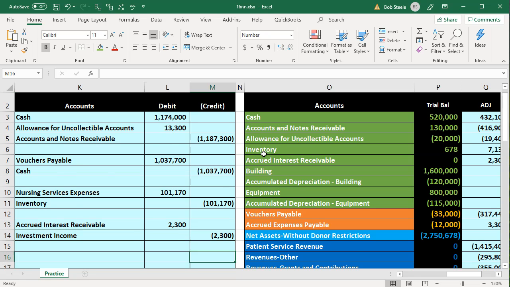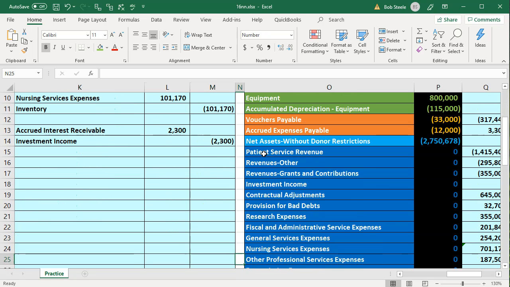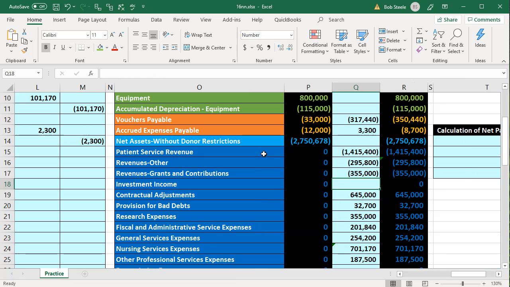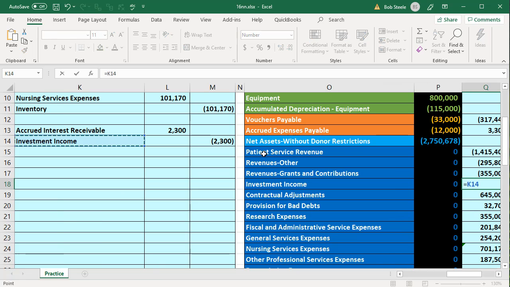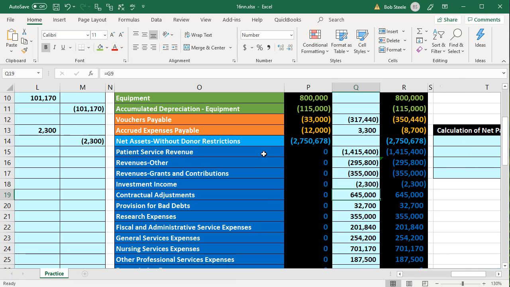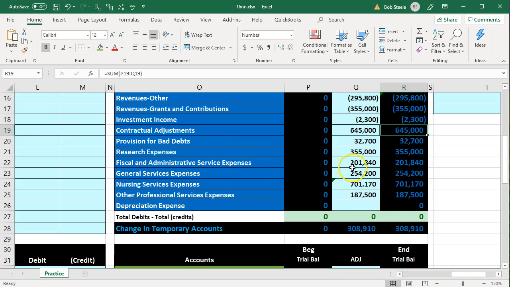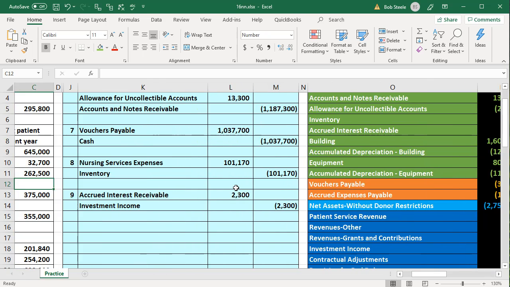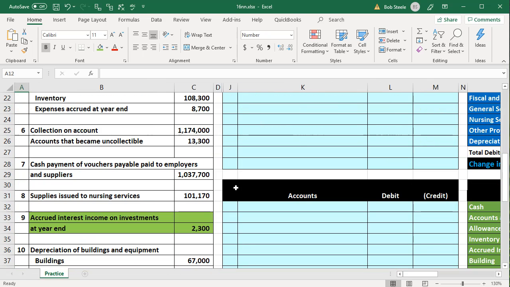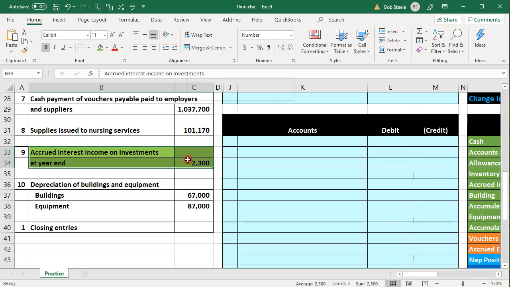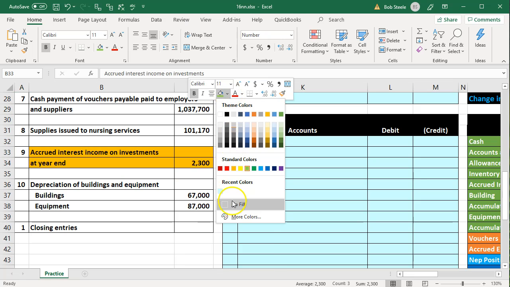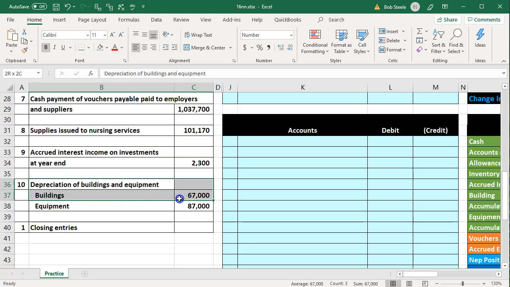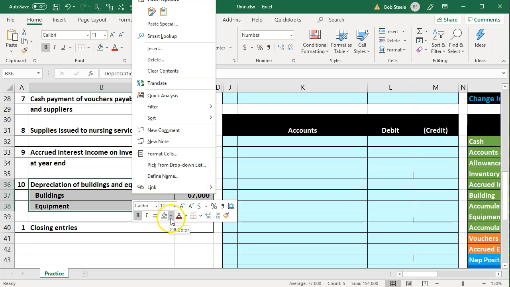Investment income, that's going to be down below where we have investment income. We are in cell Q18. Within Q18, we're going to say equals. Scroll over to the credit of the 2,300 and enter. So there's the other side of that transaction that puts us back in balance with the green zeros. Scrolling back over to the left, scrolling back down, we're going to ungreen number 9. Number 9 now having been completed. We will ungreen that. We're going to green up number 10, that related to depreciation.